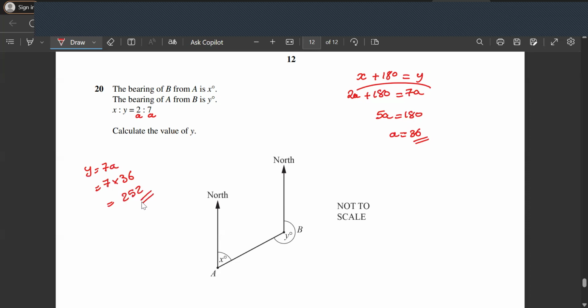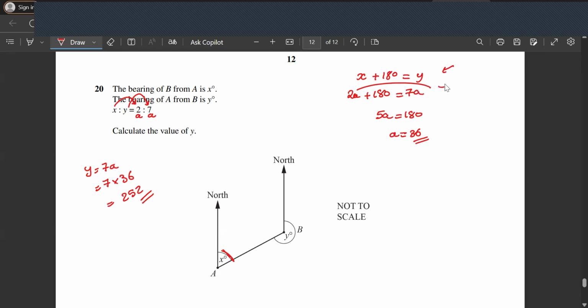Shall I say it again? If I have a ratio between two things, 2 and 7, like this, x and y, 2 and 7, I can say that x equals any number a, and y equals 7a. So x equals 2a and y equals 7a. We said that if the x is smaller than 180, just add 180 to be equal to y. So x plus 180 equals y. And instead of x, I'm going to put 2a. Instead of y, I'm going to put 7a and solve the equation.